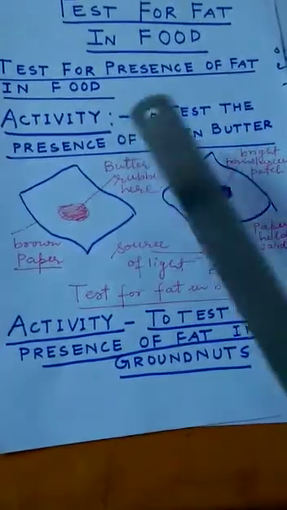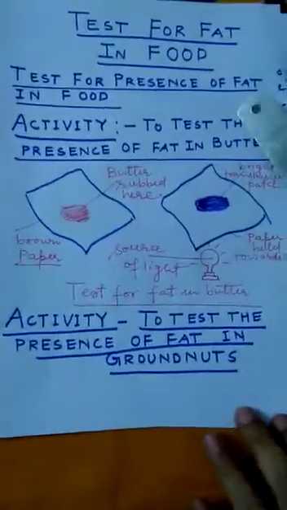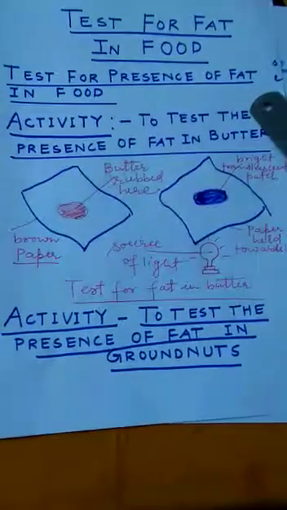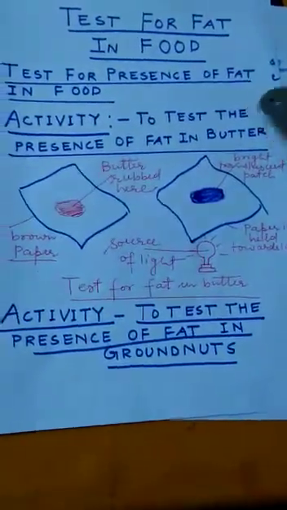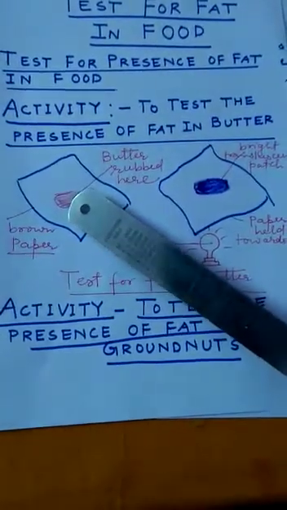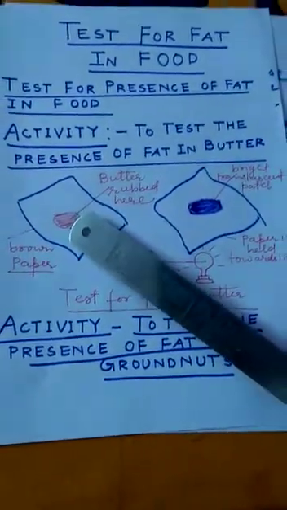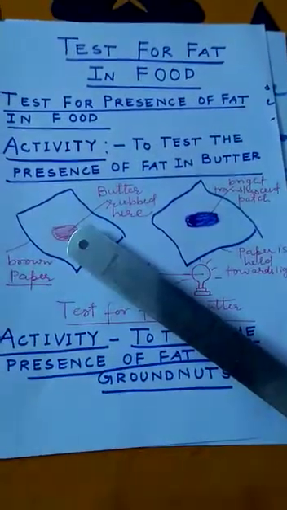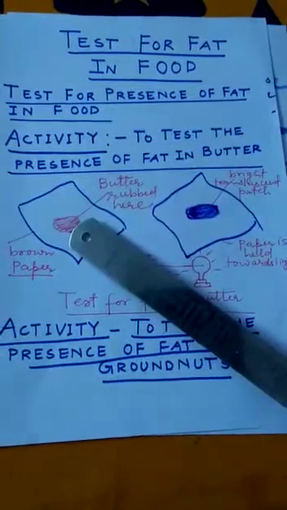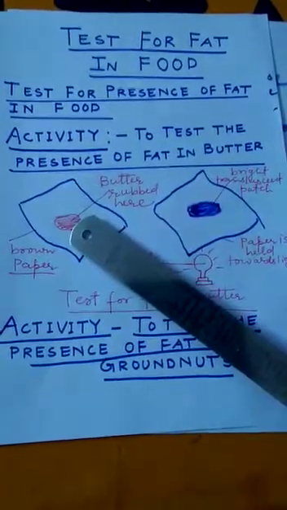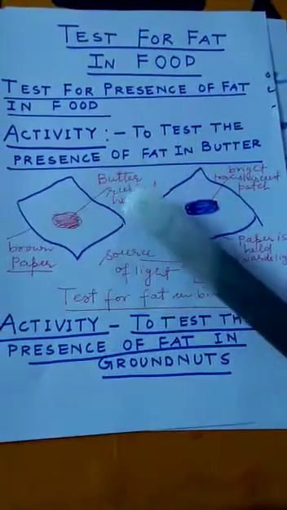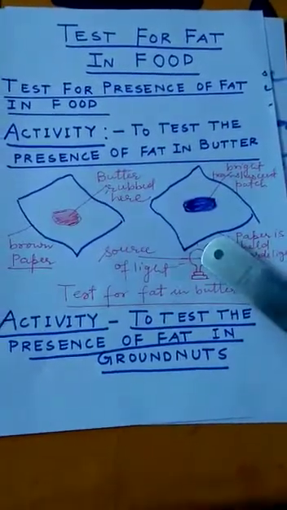The presence of fat in a given food item can be tested on the basis of the fact that fats produce a greasy patch when rubbed on a clean sheet of paper. The greasy patch produced by a fat on paper is translucent, which lets some light pass through it when the paper is held towards the source of light.